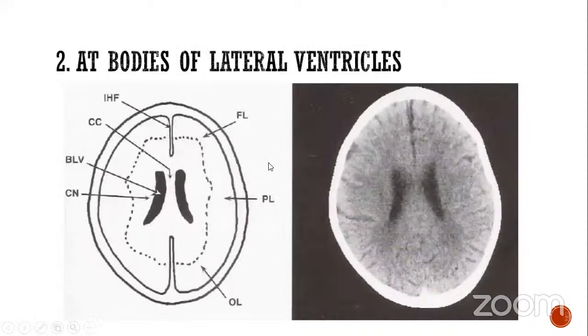Next one, at the bodies of the lateral ventricle. At the level of the bodies of the lateral ventricle, this level demonstrates the bodies of the lateral ventricle, corpus callosum, body of the caudate nucleus, and cerebral hemisphere. Important radiological findings are the interhemispheric fissure. That is the interhemispheric fissure.